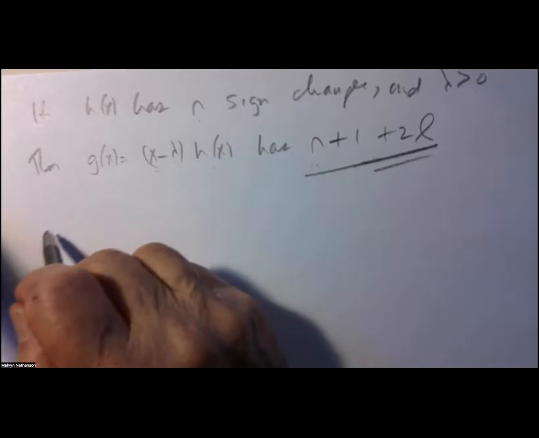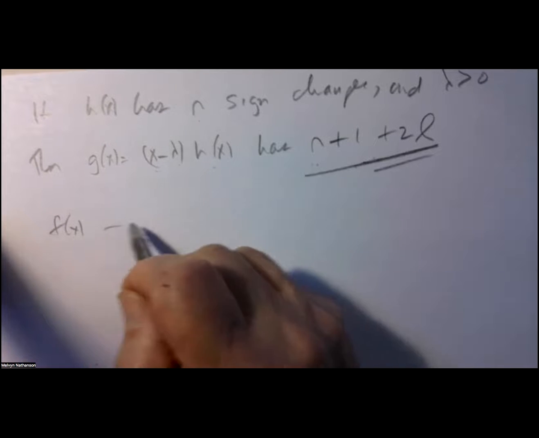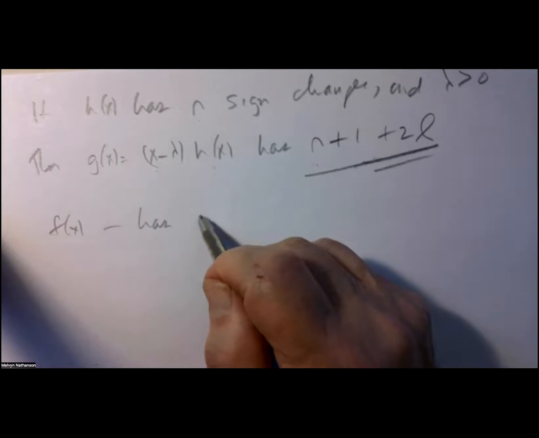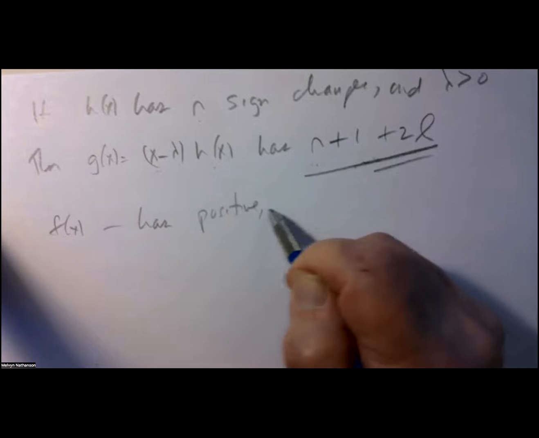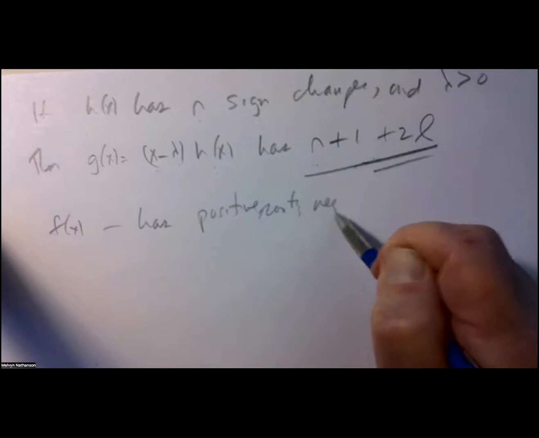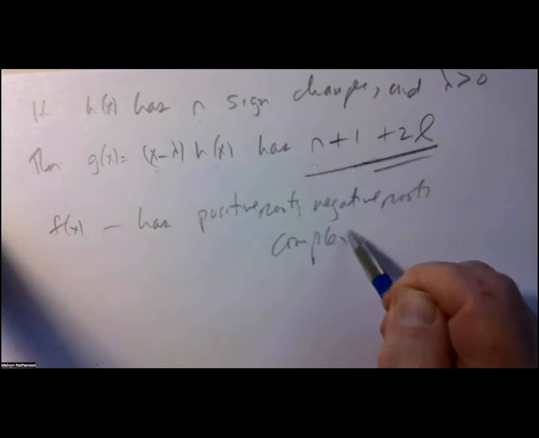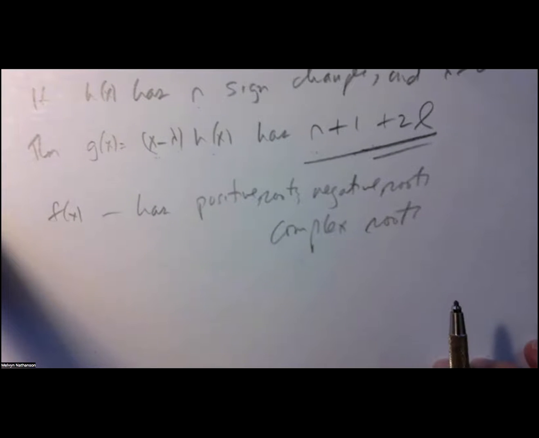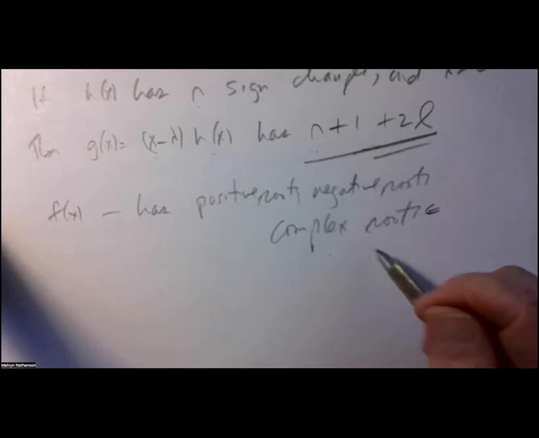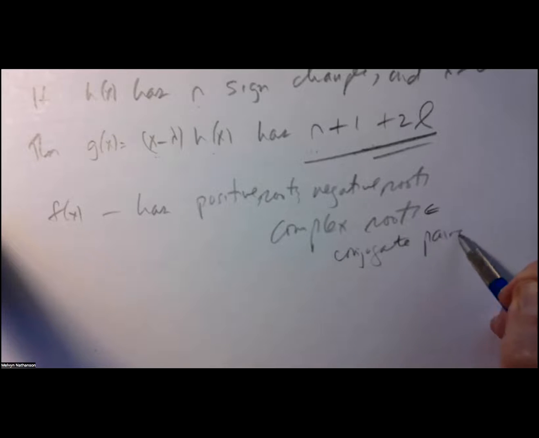So how do we make Descartes' theorem from this? Okay, well, we get it as follows. We started with a polynomial f of x. f of x has positive roots, negative roots, and complex roots. Okay? Everybody happy with that? And the complex roots, of course, occur in conjugate pairs, because our polynomial has real coefficients.